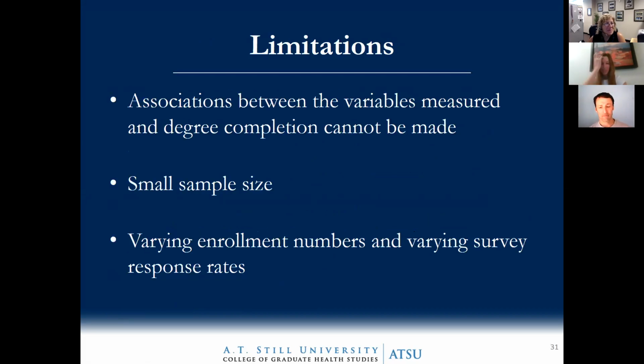But there were limitations of the study. No associations can be made between these variables that I studied and degree completion, since the first cohort to go through the series of DRP courses were in their last course in the series at the time of the data collection. So nobody had finished yet. Despite the relatively high response rate, the sample size is still too low to make strong generalizations about either variable. And there were varying enrollment numbers and varying survey response rates across the 5 DRP courses.